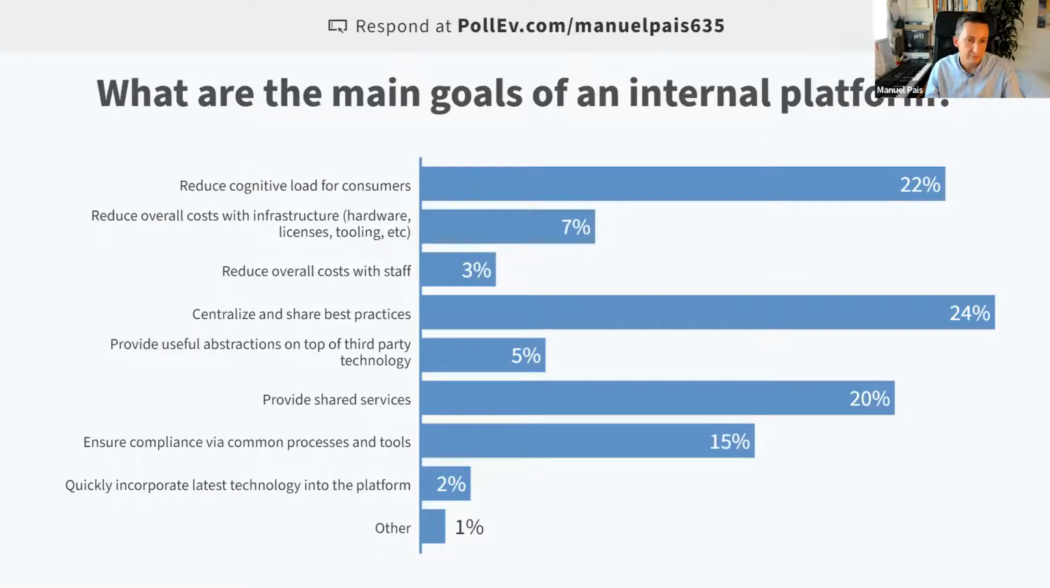So maybe we can get started. I think most people, it looks like, have voted. It's quite interesting. Centralizing and sharing best practices is one of the main answers. Provide shared services, ensure compliance, and reduce cognitive load for consumers. So I'm happy to see that. I guess some people have read the book.